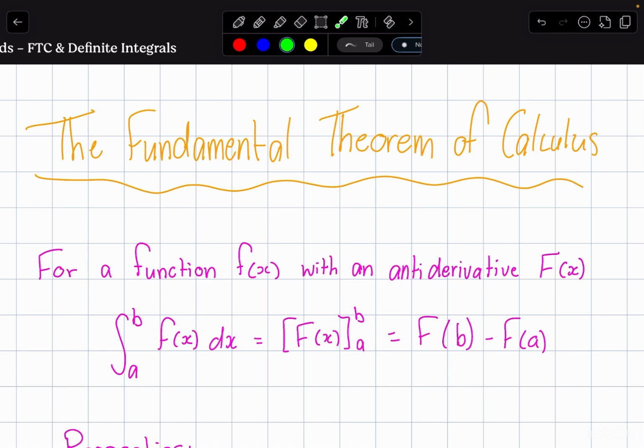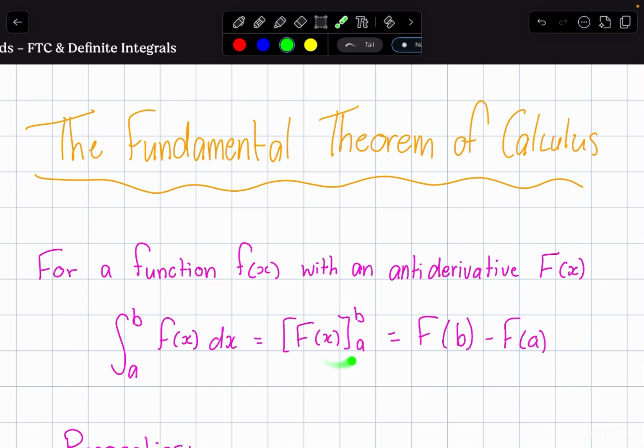Today we're going to look at something called the fundamental theorem of calculus, and what this theorem does is allow us to calculate definite integrals. Now, the theorem itself: for a function f of x with an antiderivative capital F of x, the integral from a to b, so we're bringing those limits back in, of f of x dx equals our antiderivative capital F of x evaluated at b and a.